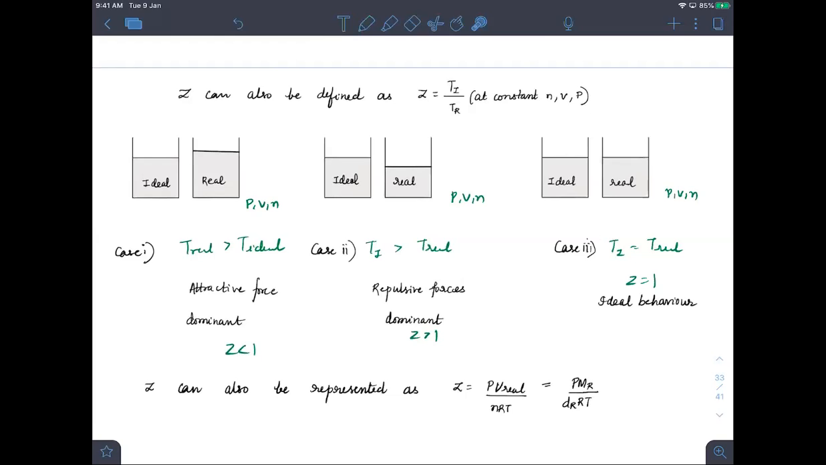This is not for your syllabus, but in case it comes, you have to just learn that Z can also be represented in terms of temperature.